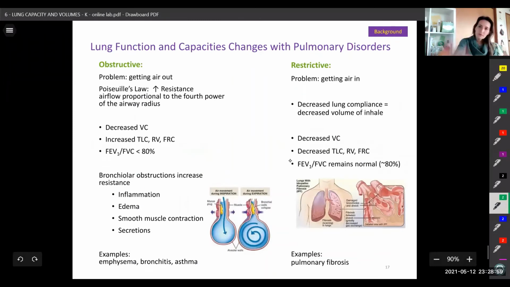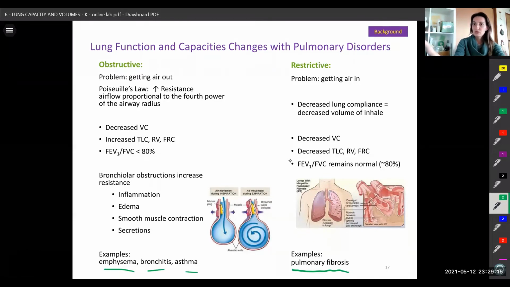All right, and so this is described again on this slide. We won't go over the details again. We've talked about the different types of disorders that would be obstructive, emphysema, bronchitis, and asthma listed here. The restrictive one that I asked you to focus on for the lecture exam, and then I want you to think about again for the lab exam component that will be dedicated to respiratory disorders, pulmonary fibrosis once again will be the example we use for restrictive.